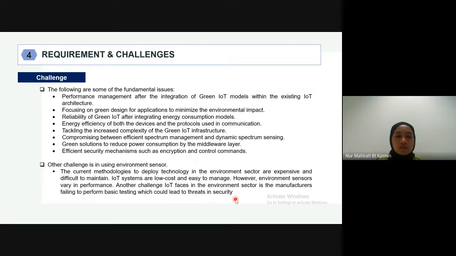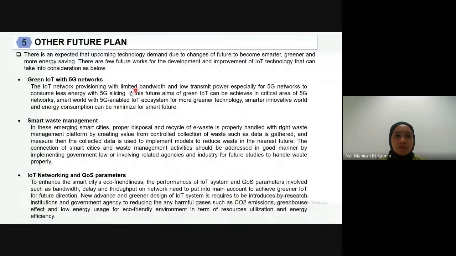Next slide. Other researchers, industry agencies and others have come up with future plans. It is expected that upcoming technology demand, due to the change of the future to become smarter, greener, and more energy saving. So there are a few works and research for the development and improvement of IoT technology that we can take into consideration.